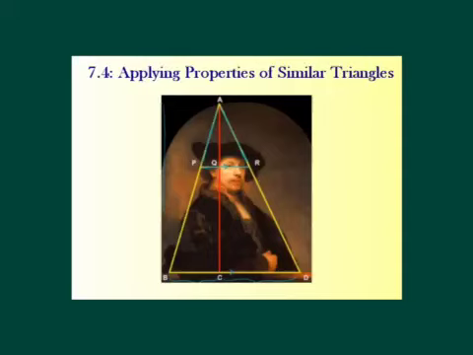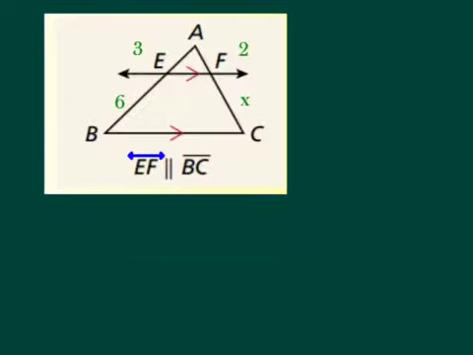Today we'll be talking about applying the properties of similar triangles. So go ahead and open your textbook to Chapter 7, Section 4, and take notes and examples down as you follow along with the video. So let's start with this picture. We're told that line EF is parallel to BC, and what we want to do is solve for x.